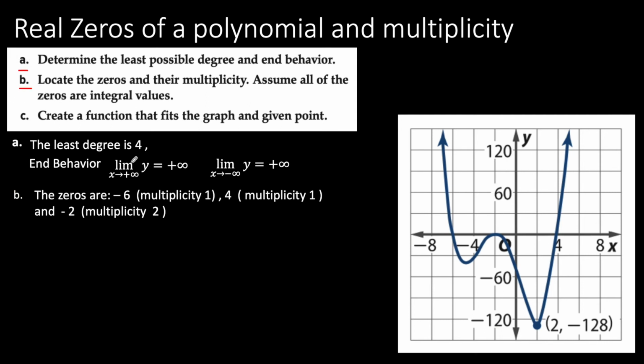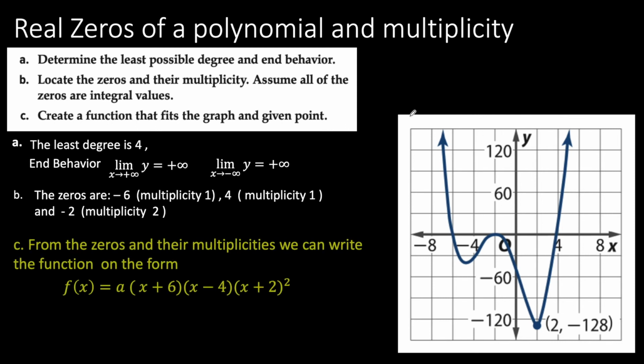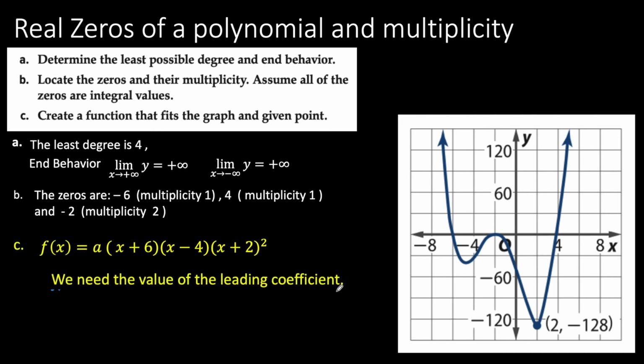We go to the next part, part C. We need to find the function that fits this graph. From the zeros and the multiplicities, we can write the function in this form: x plus 6 with multiplicity 1, so power 1, x minus 4 with multiplicity 1, and x plus 2 with multiplicity 2. From the multiplicity, you put the power. A is the leading coefficient that we need to find.